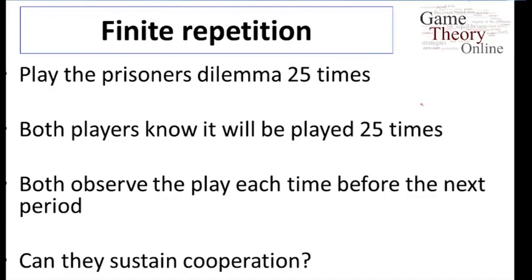So instead of looking at it indefinitely, let's start by just fixing a number of times. So let's say we play the prisoner's dilemma 25 times, and both players know that it will be played 25 times exactly. And each time it's played, you get to see what happened in the previous version, and then you play again.